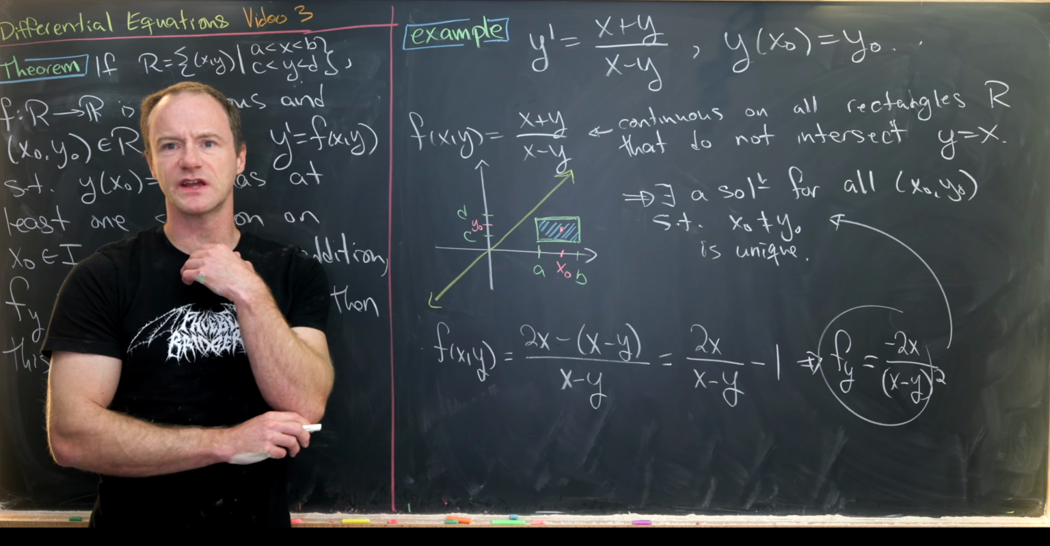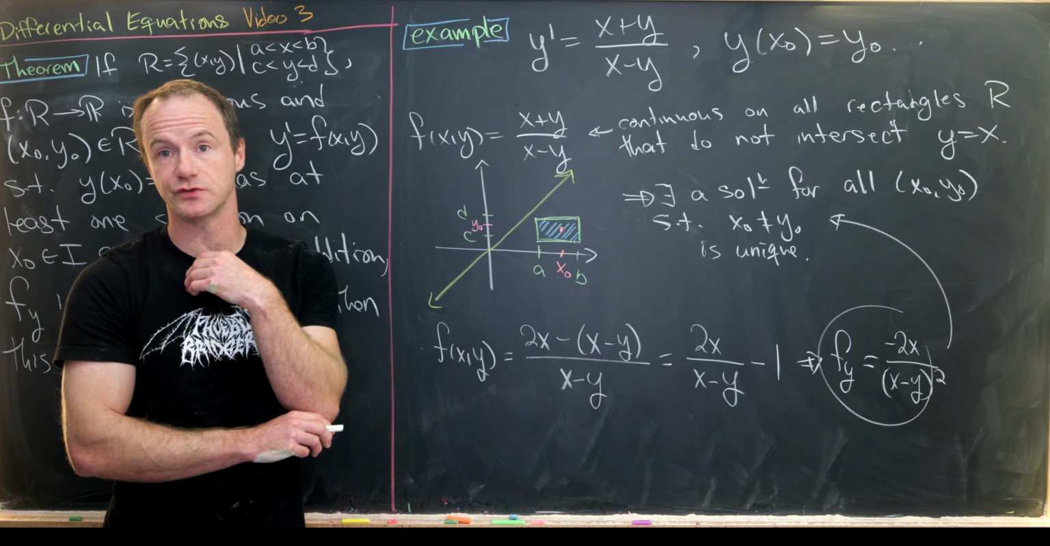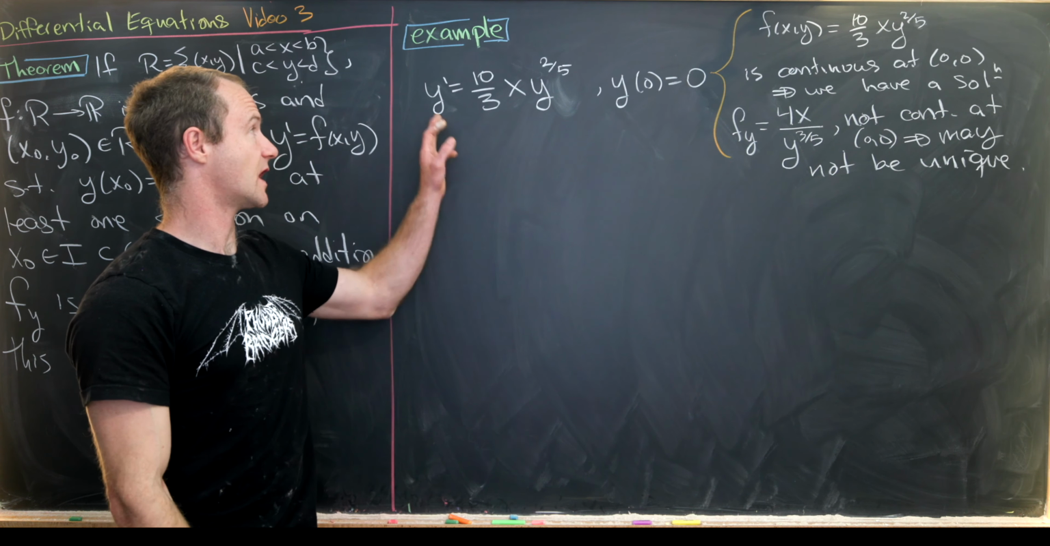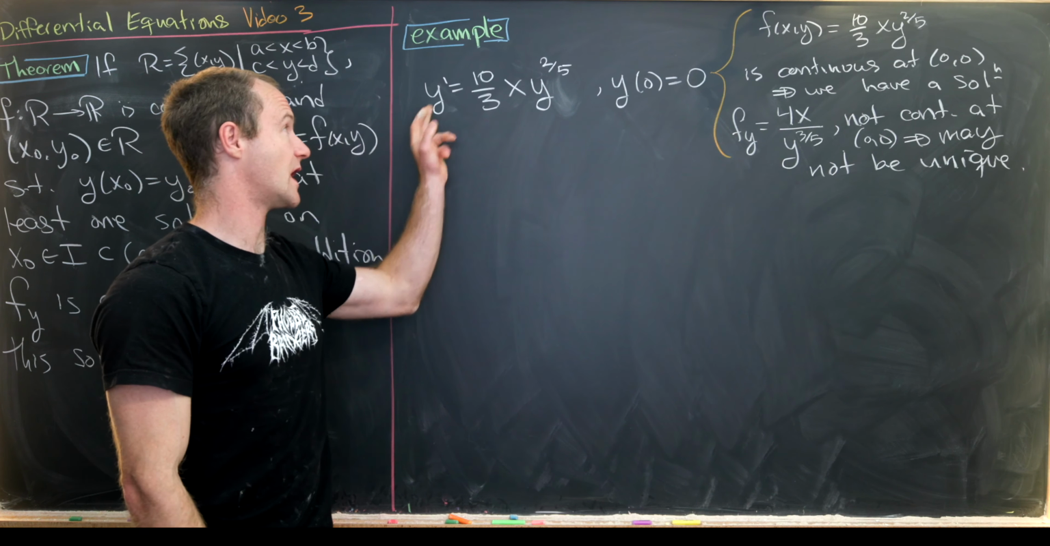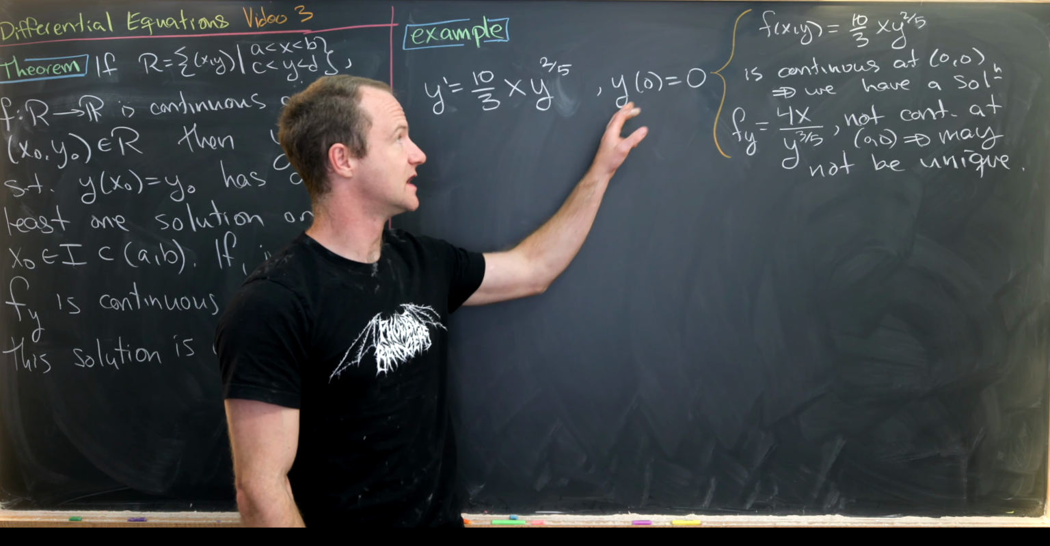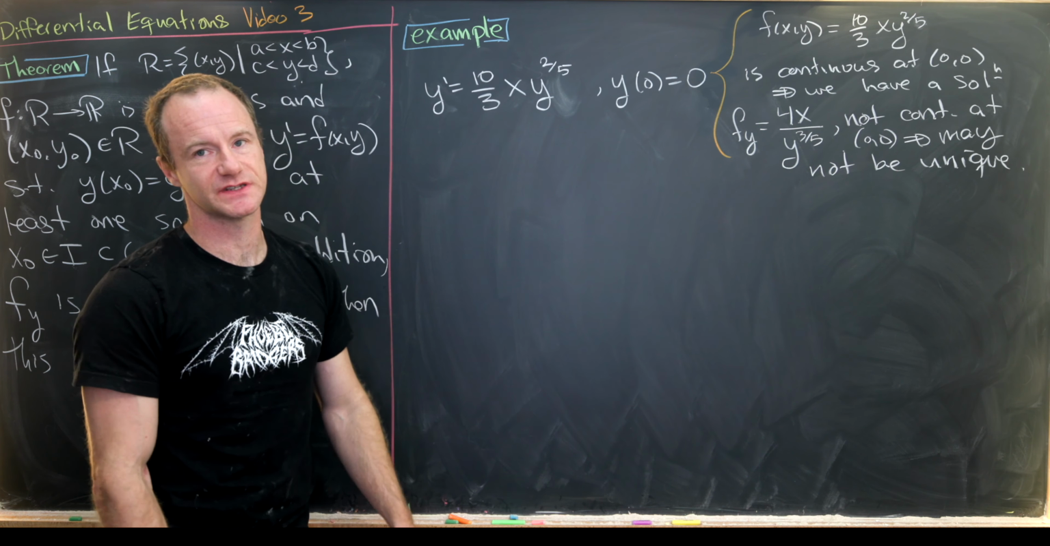Okay, so now let's look at an example where we're guaranteed a solution, but maybe not a unique one. So for our next example, we've got this separable differential equation, y prime equals 10/3 x times y to the 2/5. Our initial condition is y of 0 is 0.